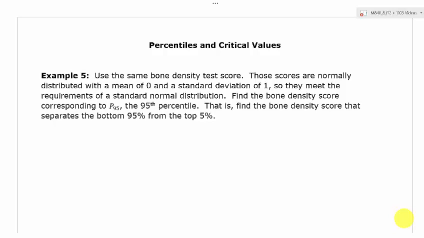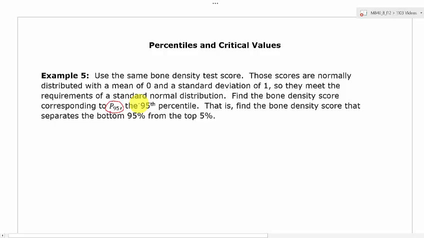So a percentile, the notation for it is P with a number as a subscript. This is an example, P sub 95. This is the 95th percentile, and what that means is that 95% of your data is to the left, and 5% is to the right. So let's take a look at this example.